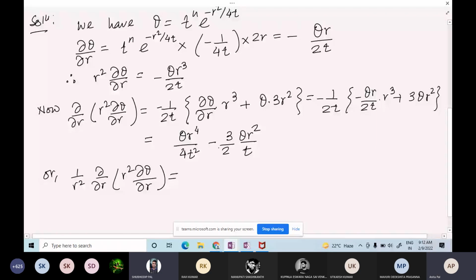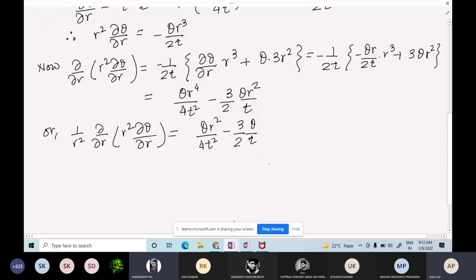So if we divide this expression with respect to r square, what will we have? We will have theta r square by 4t square minus 3 by 2 theta by t. Yes, so we got this.